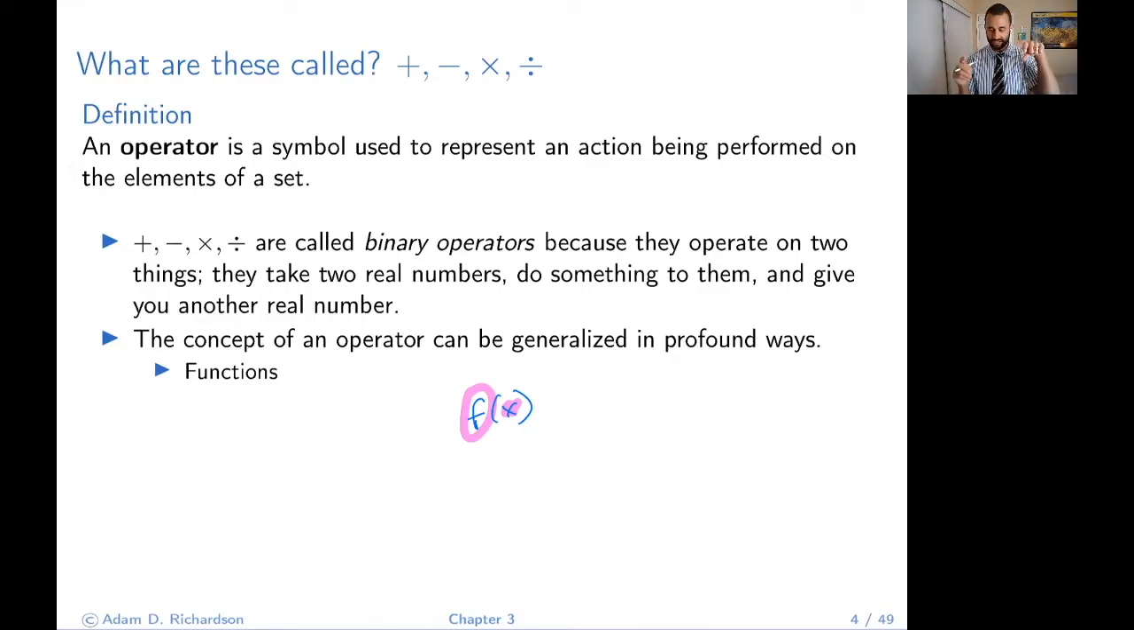That little f stands for the rule. It's describing what you're going to do to the number that you put in. So that's what a function is. It's an operator. It operates on things.